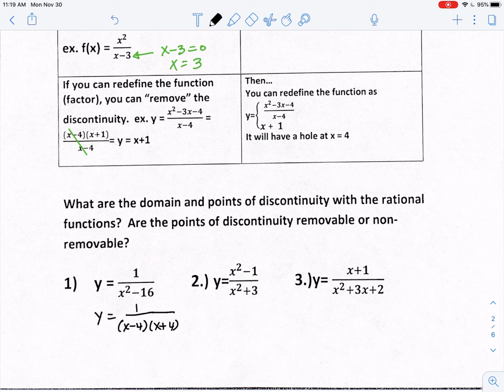Okay, so now I'm going to look. Can I cross anything out? No. That means there's no holes. Will the denominator ever be 0? Yes, because this gives me an x equals 4, and that gives me an x equals negative 4. Okay, those are vertical asymptotes. They are non-removable points of discontinuity.